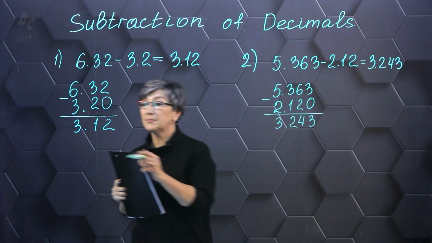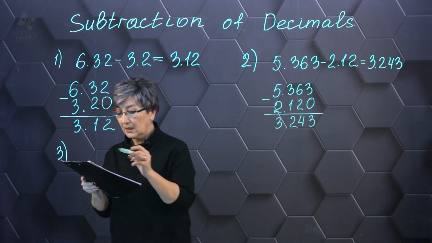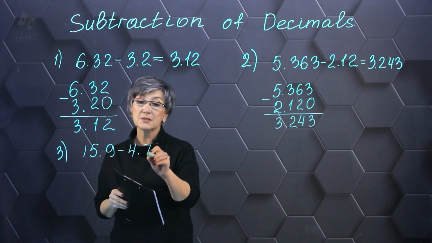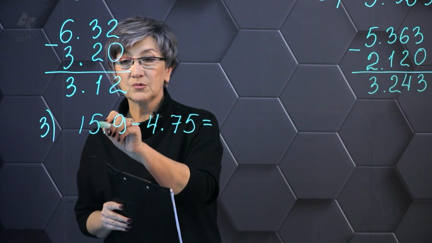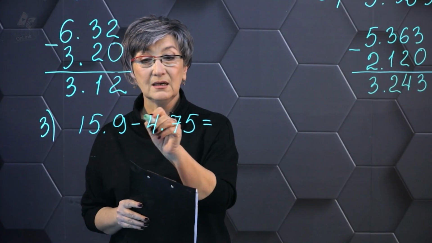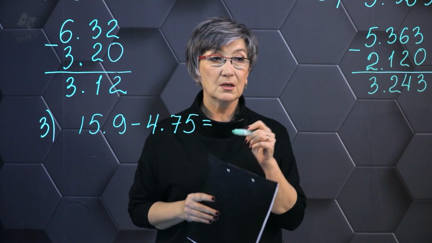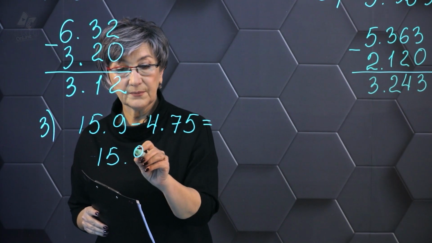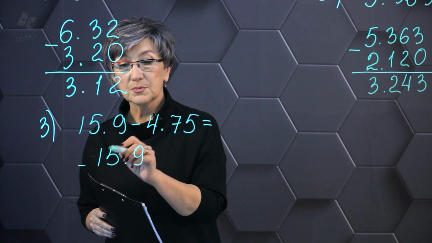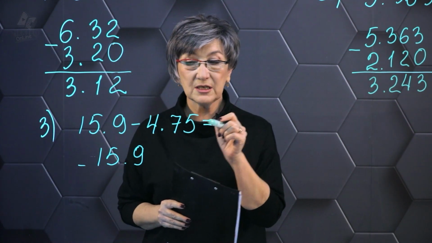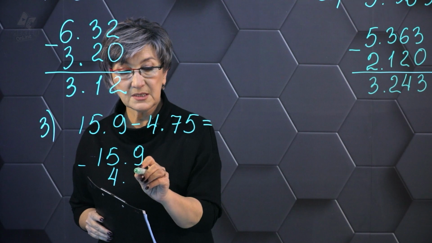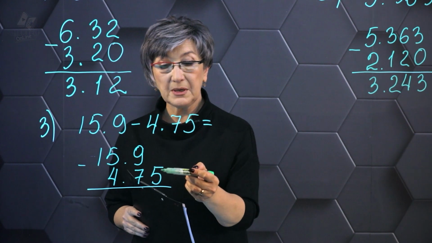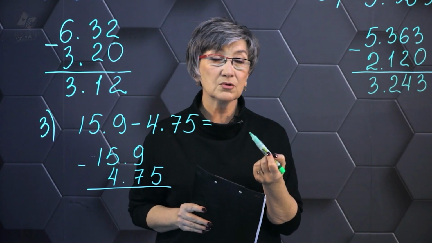And let's look at one more example. 15 whole 9 tenths minus 4.75 hundredths. We see that we need to subtract 4 whole 75 hundredths from 15 whole 9 tenths. We write down using the rule of whole part by whole part, fractional part by fractional part, that is 15.9 minus 4.75 hundredths. Note that now there is no digit under the 9's neighbor position, above the 5. Of course, we write down necessarily 0.